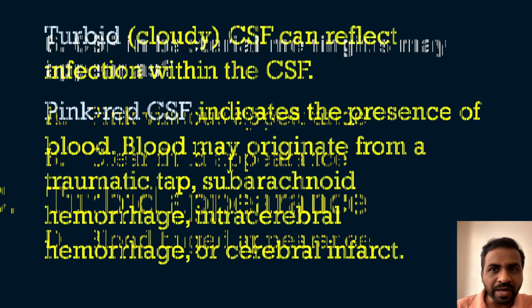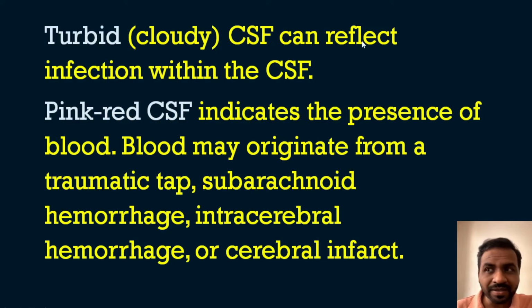We know that turbid or cloudy CSF can reflect infection within the CSF, and red, pink or blood stained CSF indicates the presence of blood. Blood may originate from a traumatic tap, that means during the lumbar puncture, or from subarachnoid hemorrhage, intracerebral hemorrhage or cerebral infarct. So pink or red CSF is because of trauma, while turbid or cloudy CSF can reflect the presence of infection within the CSF. That also was a very simple but important question.